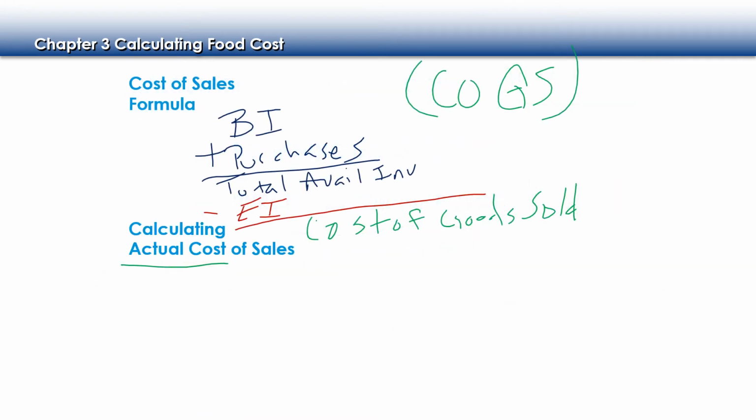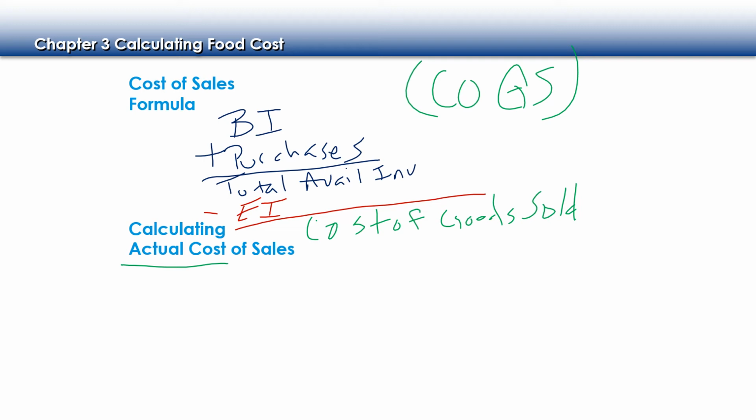So that's our cost of sales formula. Again, we take our beginning inventory, BI, beginning inventory. We add all the purchases. That becomes our total available inventory, meaning that's the total amount of money we have available to produce the food for that particular period. Now we subtract our ending inventory, and that gives us our cost of goods sold. I'm going to abbreviate that with COGS, cost of goods sold.